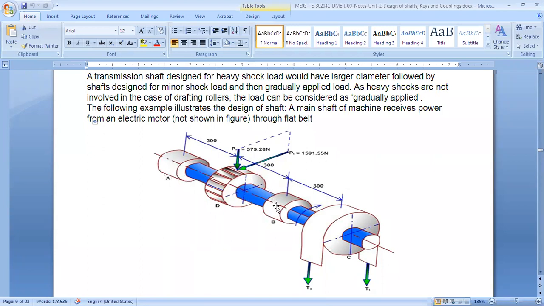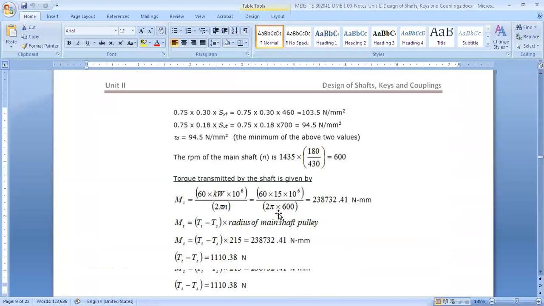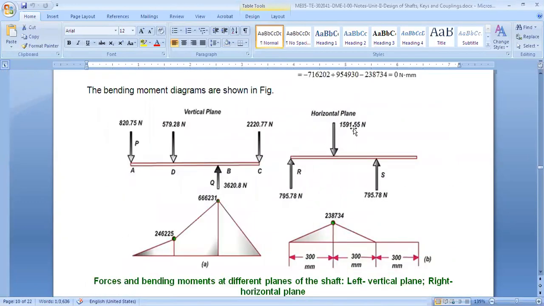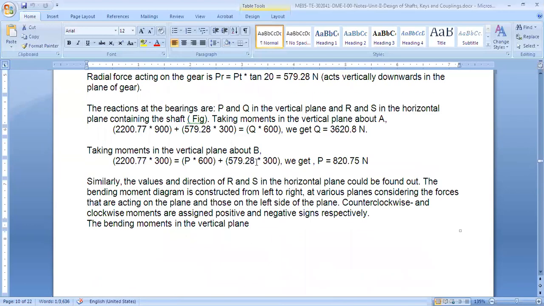Since they are equidistant, if we take moments, the reactions will be equal, half of the 1591, right? So the horizontal reaction at each bearing will be half of this: 1591 halved is 795.5. So the horizontal reactions at A and B will be half of your 1591. So we have found the horizontal reactions at A and B. Now similarly, we have to find the vertical reactions.